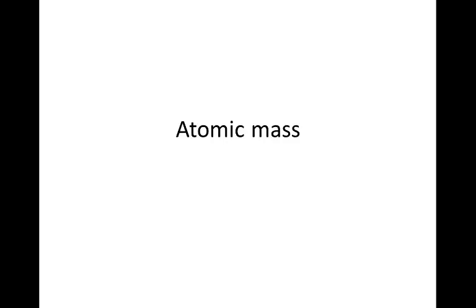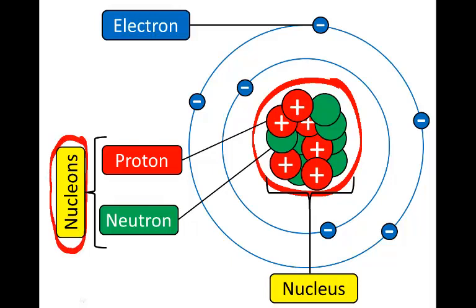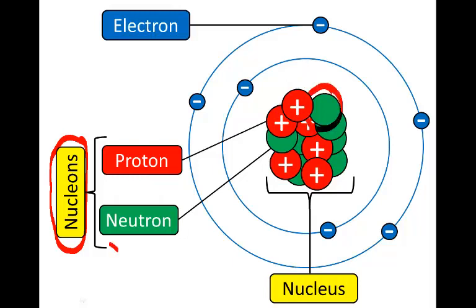To understand atomic mass, also called relative atomic mass, we first have to understand the structure of an atom. This is a very simplified picture of the structure of an atom. In the center, we have the nucleus. All the particles in the nucleus are called nucleons. And there are two types of nucleons: positively charged protons and neutral neutrons.